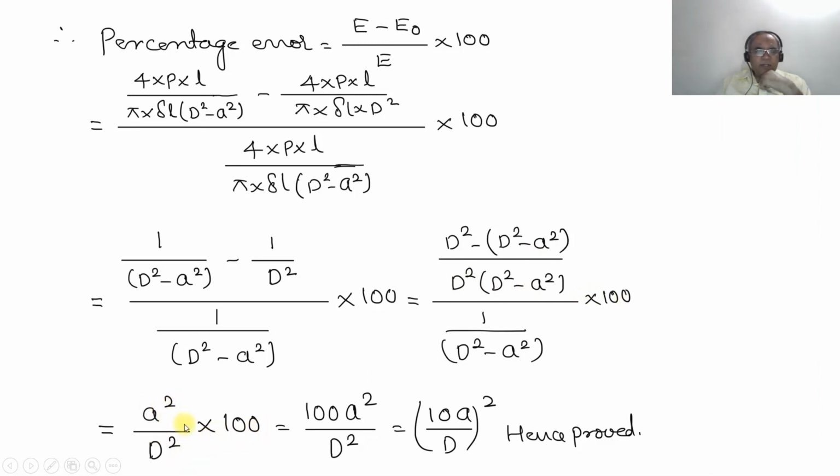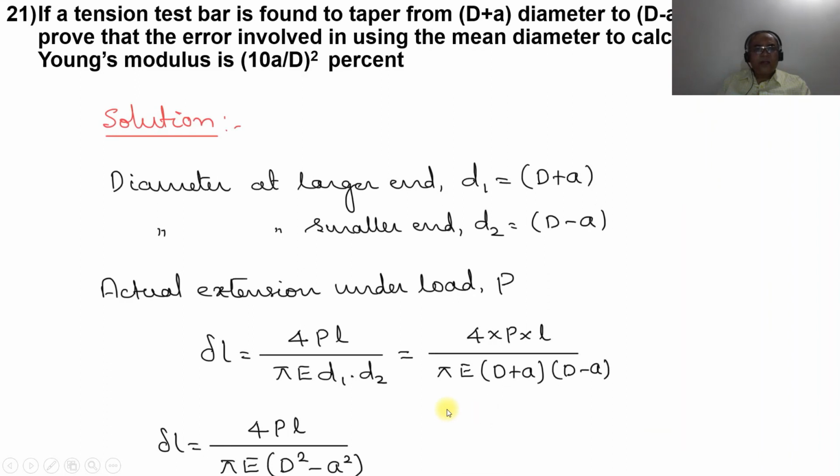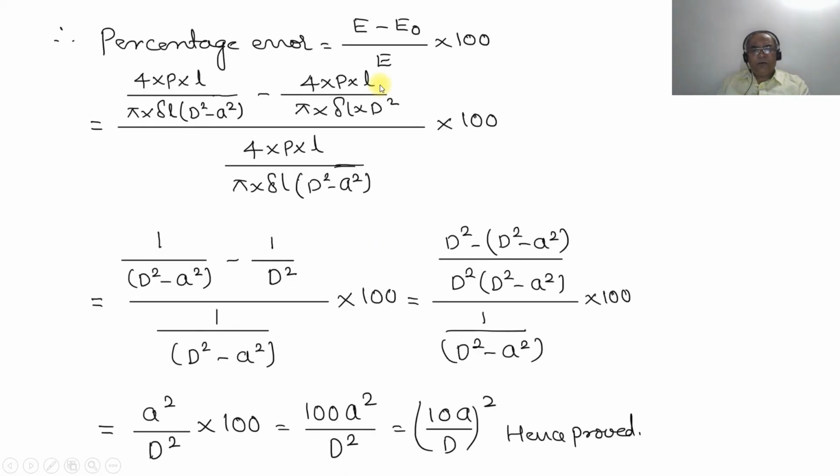So 100 a square by D square can be written as 10 into (a by D) the whole square, that is equal to 10a by D the whole square %. Since this is the result the equation requires, we have achieved it, hence it is proved. This is how we will be able to solve this particular problem. Thank you.